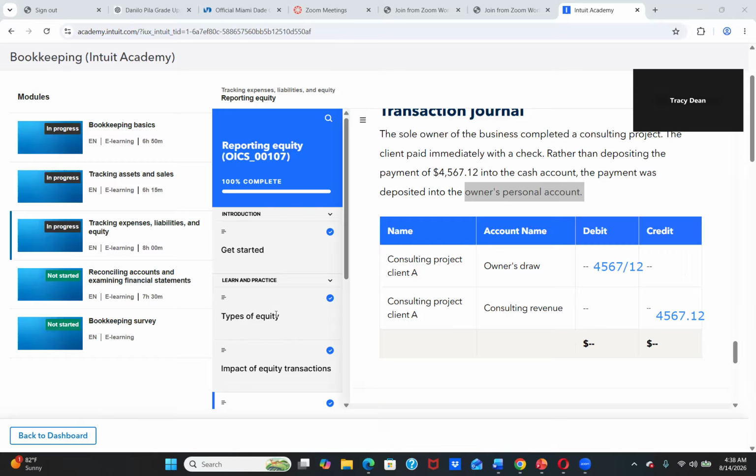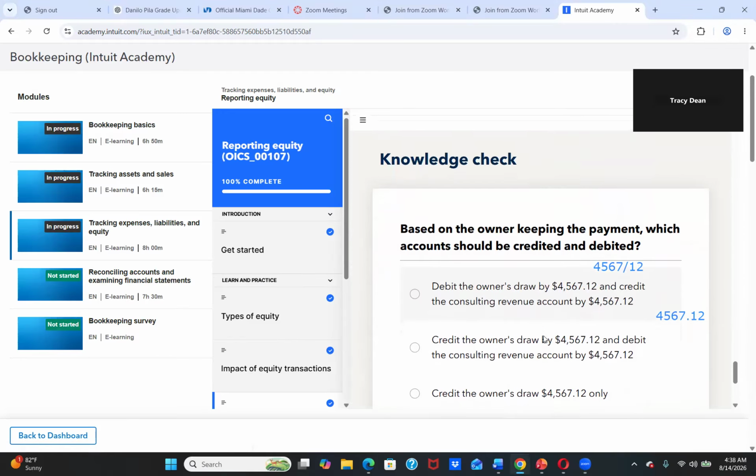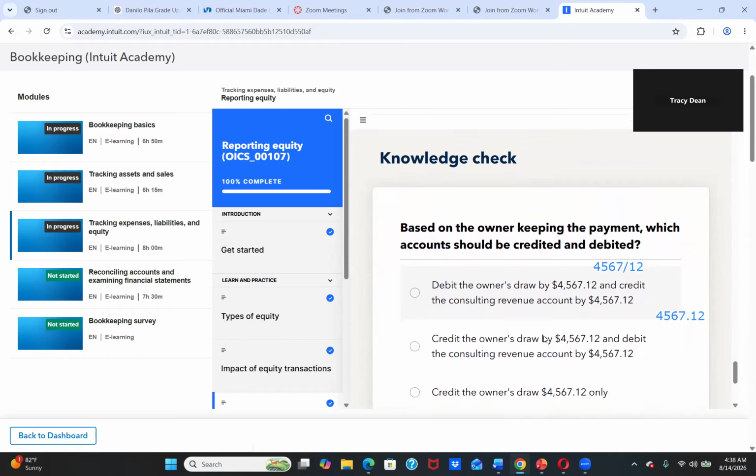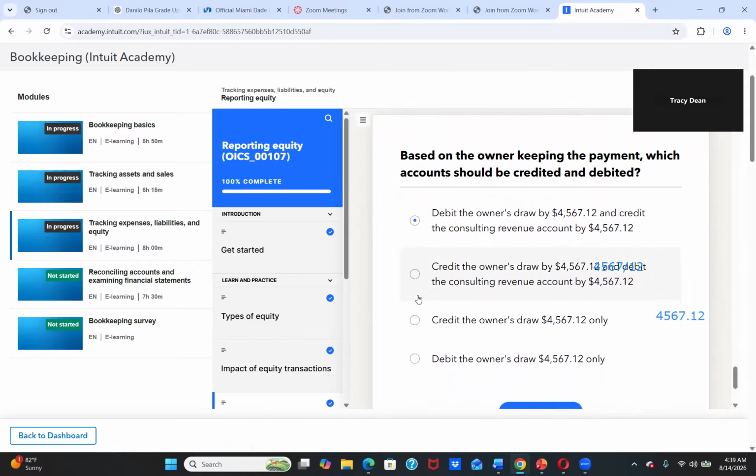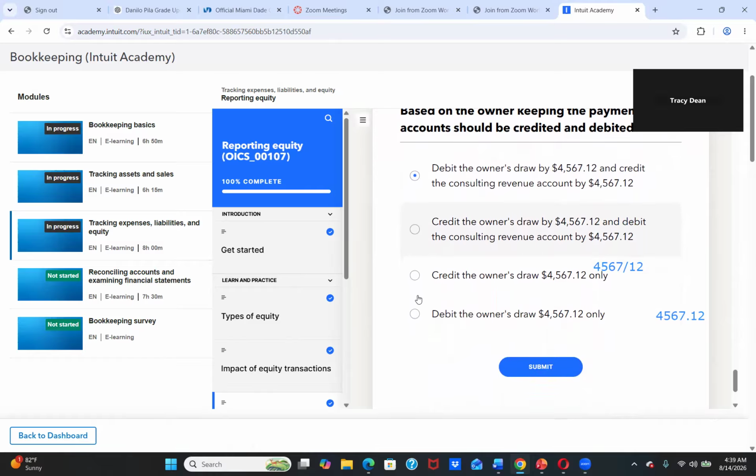So the questions that follow, let's see if we can answer them. The question says, based on the owner keeping the payment, which account should be credited and debited? So we would debit the owner's draw and credit the consulting revenue. Again, we're going to debit the owner's draw and credit the consulting revenue.